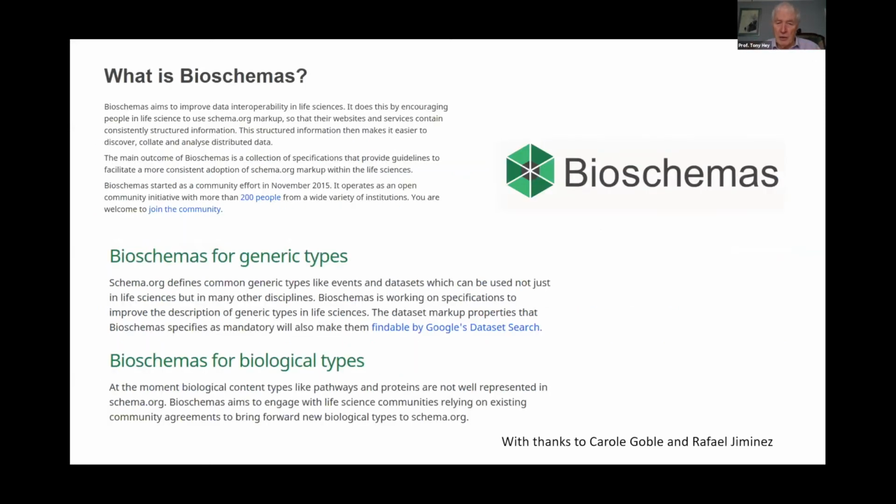And that's been built on by the biology community. Carole Goble and Rafael Jimenez in the ELIXIR project. What schema.org allows you to do is to add your own terms to it. So they've added in their Bioschemas a vocabulary that's useful for them in biology. And so Bioschemas for genetic types and biological types, these can be added.